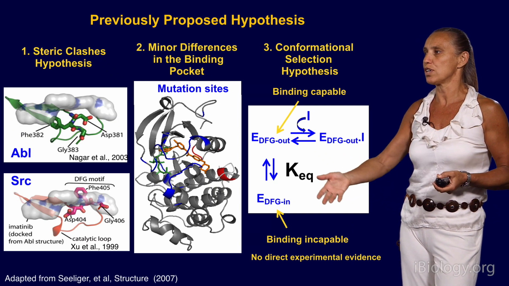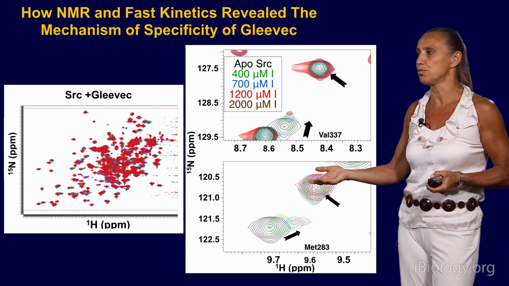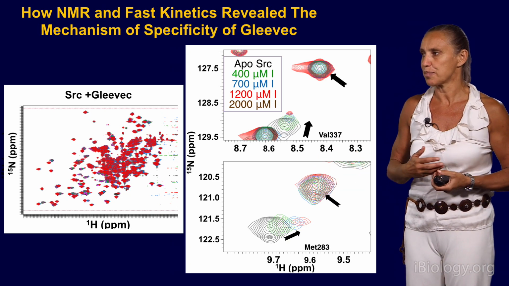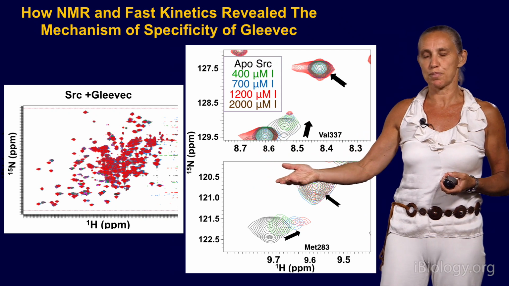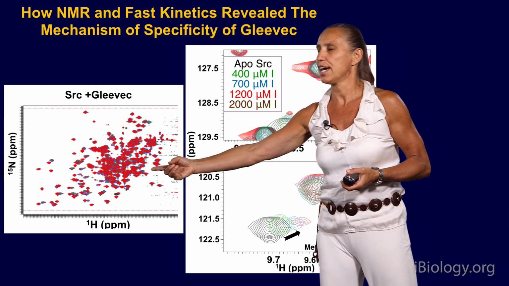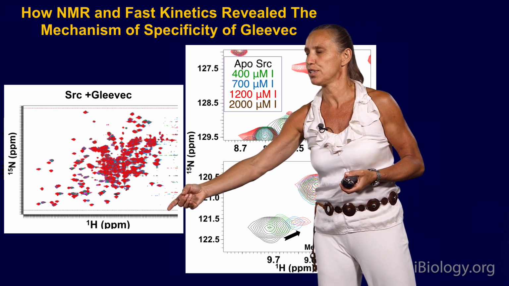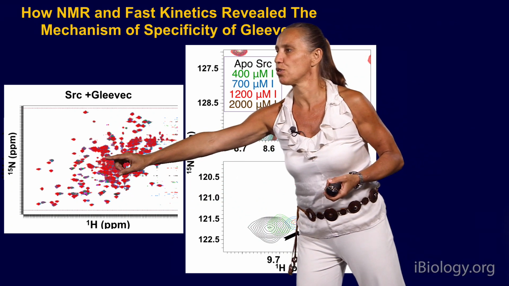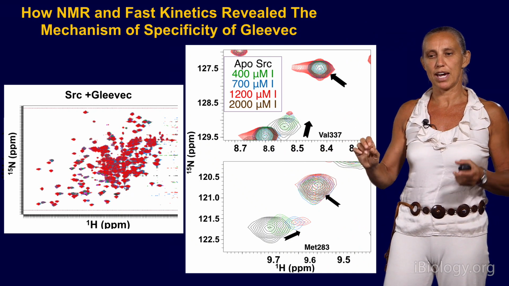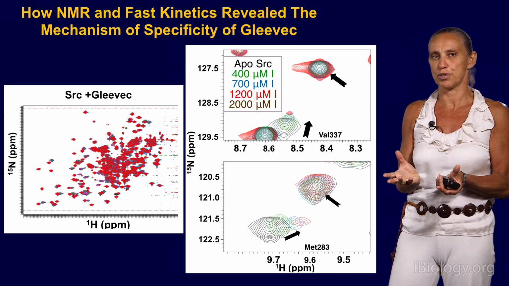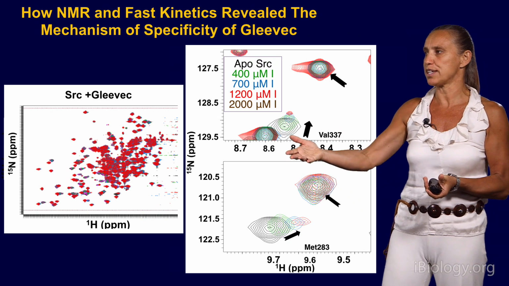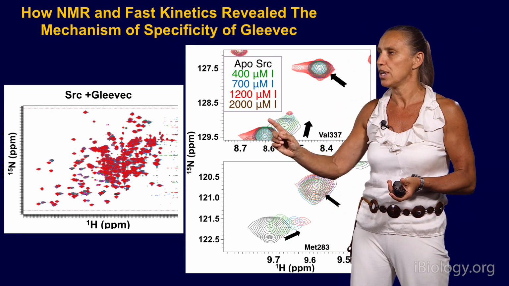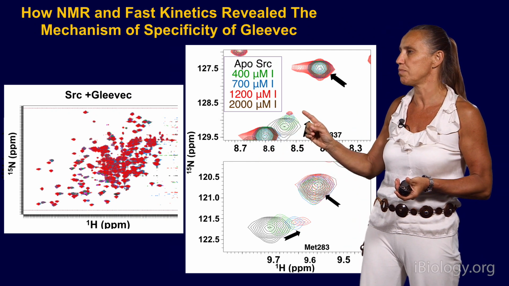So we set out to get experimental evidence for this model by directly watching Gleevec binding to the protein in real time. We used NMR spectroscopy, where we can have, for instance, a proton-nitrogen correlated spectrum, meaning that each peak position corresponds to one amide, so we have complete coverage over the entire protein. So now all we have to do is take that spectrum and start adding increasing amounts of our inhibitor and watch in real time what happens to our peaks.